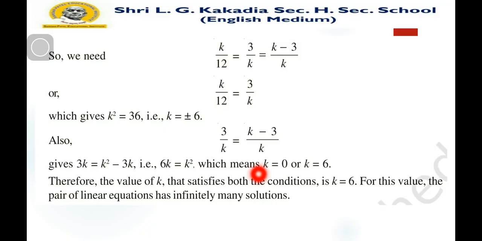Here you can see that k is equal to 0 and k is equal to 6. Therefore the value of k that satisfies both conditions is k is equal to 6. For this value, the pair of linear equations has infinitely many solutions. Here you can see the common value is 6, so the common value k is equal to 6 satisfies this condition, and we find infinitely many solutions of this equation.